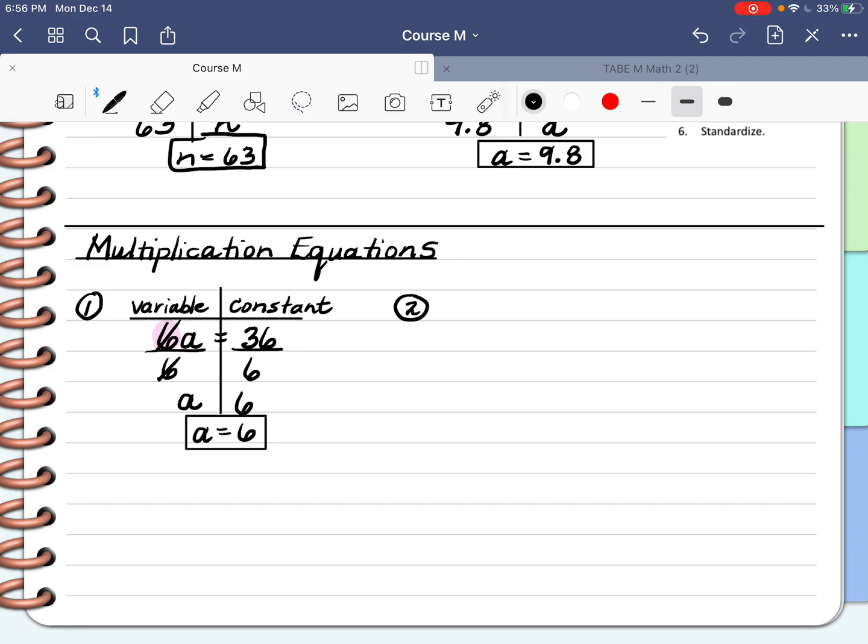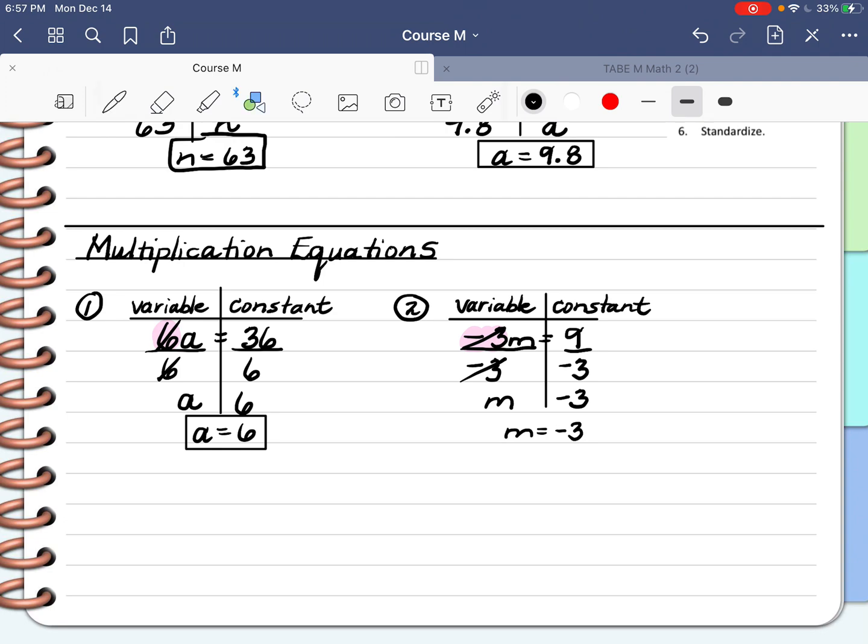Number 2, negative 3m equals positive 9. Power t, variable, constant. What needs to move? The coefficient. And you take the negative with it. You don't want to leave the negative there with the m. So we're going to divide by negative 3. I cancel. I copy. I divide that, and then I'm going to standardize. M equals negative 3.